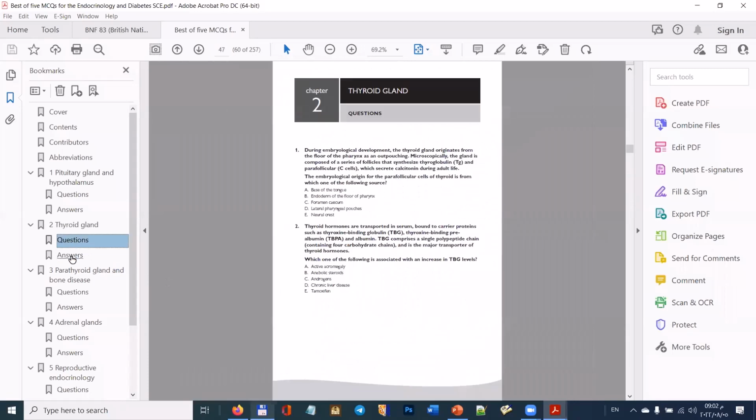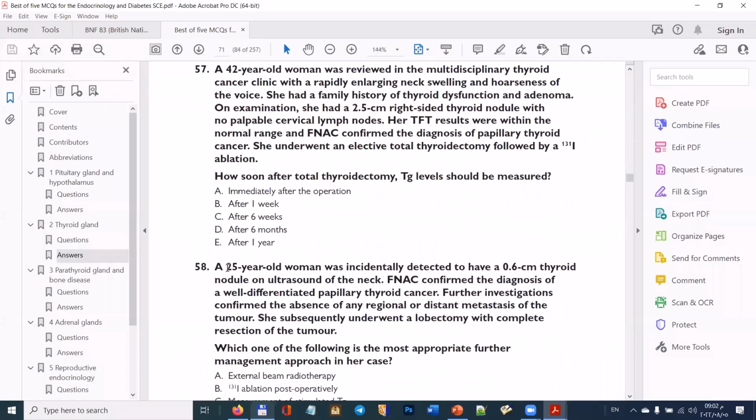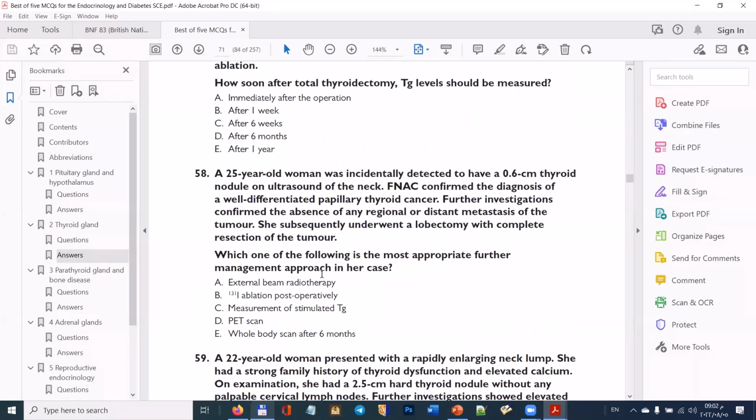If you see the question, I will go to this question here to try to answer it. It is the same question. External beam radiotherapy is not correct. Post-operative ablation is not correct. PET scan is not correct. Whole body scan after 6 months, as there is another lobe, is not correct. So in this situation, measurement of stimulated TG is the most accurate option compared to the other options. But in clinical practice it is not the correct one. So Prof Atul changed this option in the second edition because it is not a logical one.